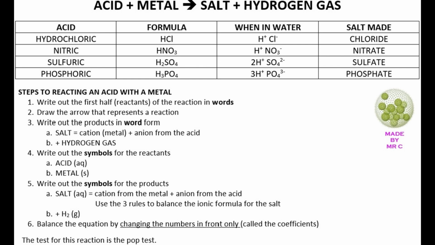Then we're going to do the arrow and we're going to write out the symbols for the products. The salt, again, is the cation from the metal and the anion from the acid. And then we write H2 for hydrogen gas. To balance the equation, we can only change the numbers in front, and the number in front is called the coefficient. The test for hydrogen gas is the POP test.